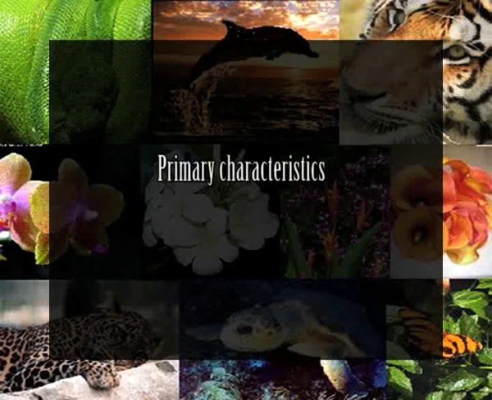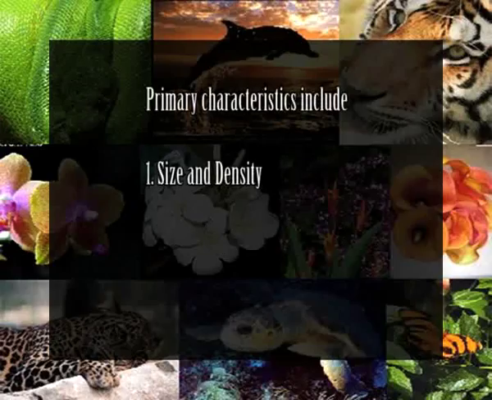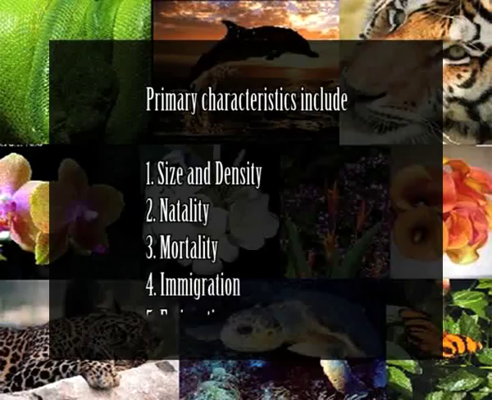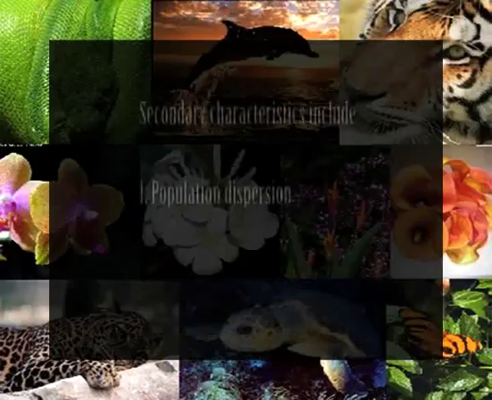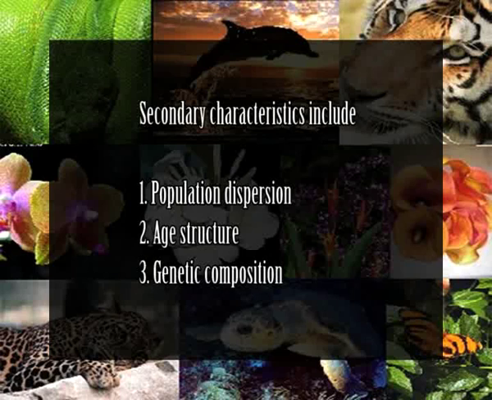In general, two groups of characteristics are recognized. One, primary characteristics, second, secondary characteristics. Primary characteristics include size and density, natality, mortality, immigration and emigration. Secondary characteristics include population dispersion, age structure and genetic composition.